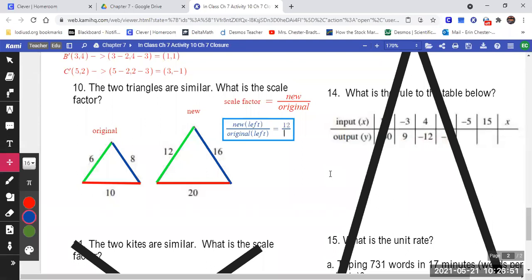Oh, 12. And same location for the original is what? That's why we color code. Same location for the original. What number is there? 6. Then we simplify. What do we get? Do the math. What do we get? Okay, the process is going to be the same, but we have to do all the other sides.